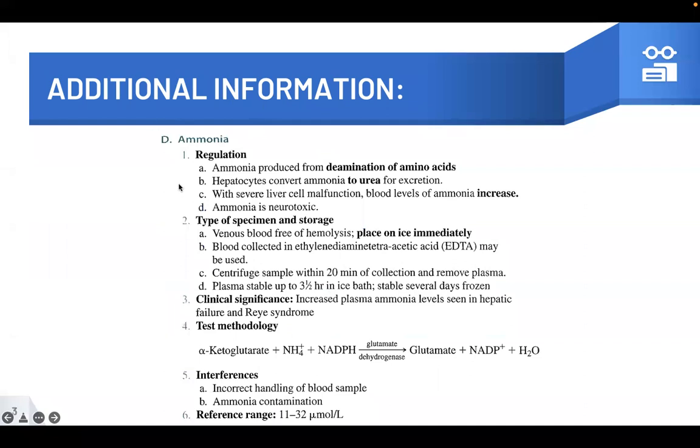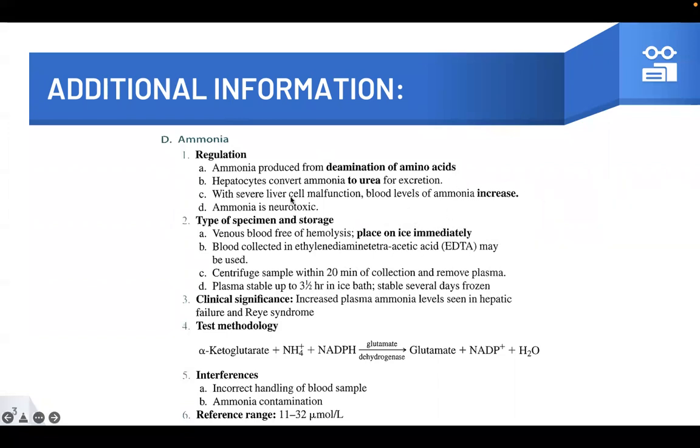Next naman po si ammonia. Ammonia is produced from the deamination of your amino acids. Tandaan na ang functional group ng amino acid, meron kang R group as your side chain, meron kang carboxyl group, and on the other side, meron tayong tinatawag na amine group. The hepatocytes or your liver cells convert ammonia to urea for excretion. Si ammonia is a product of the degradation of the amine group, so parang product din siya ni protein catabolism. Doon na sila papasok sa urea cycle. With severe liver cell malfunction, blood levels of ammonia may increase.